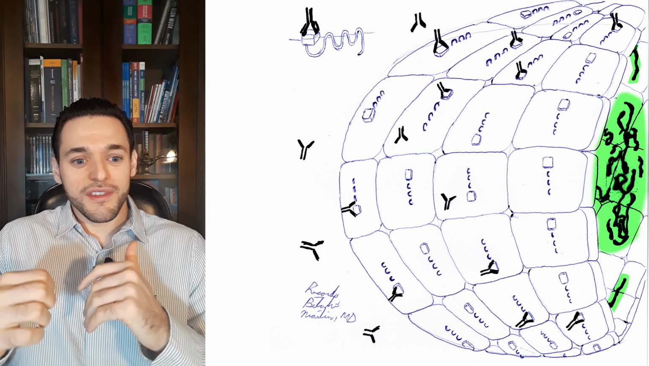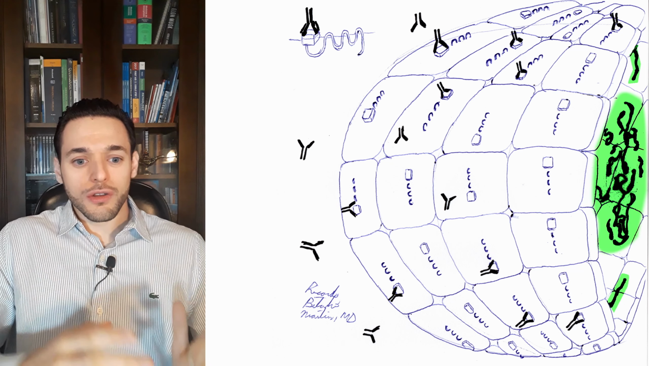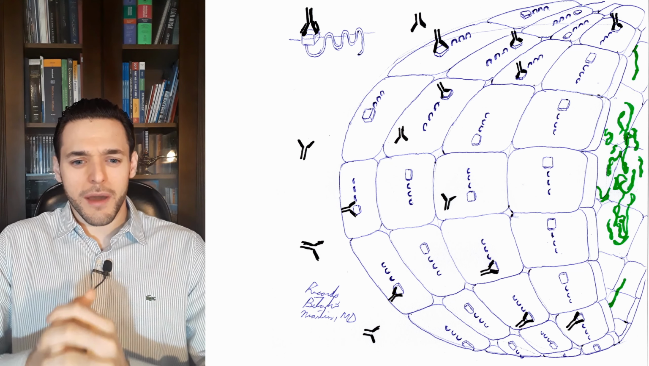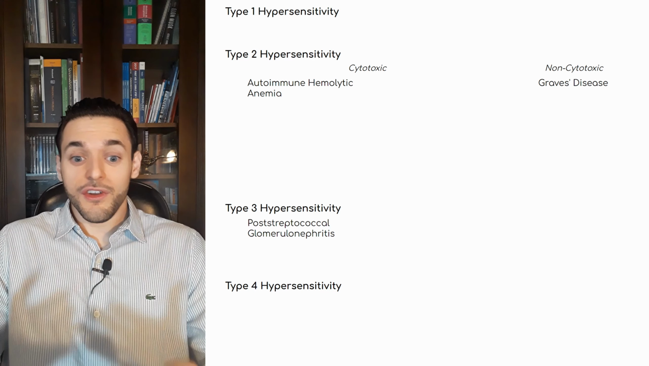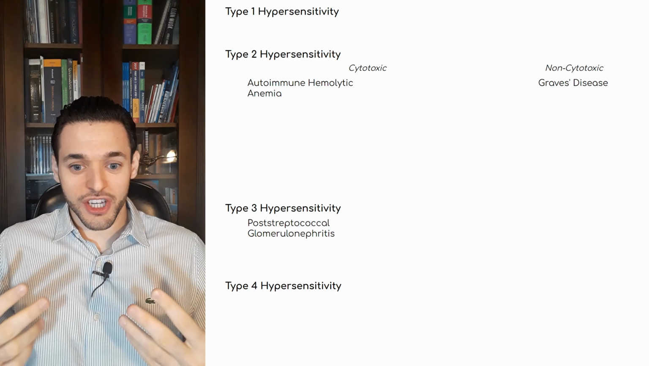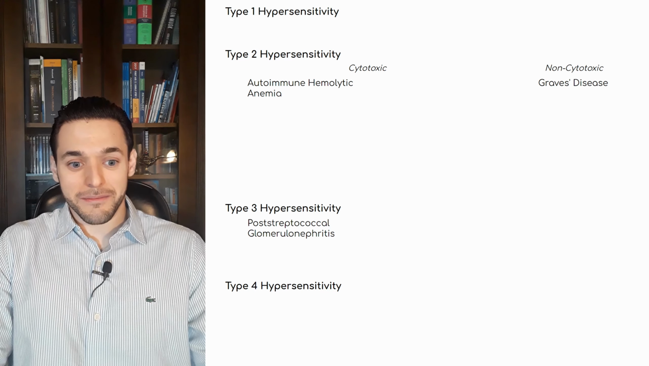So, Graves' disease is an example of non-cytotoxic type 2 hypersensitivity. It's still mediated by IgM and IgG, but the cell doesn't die.